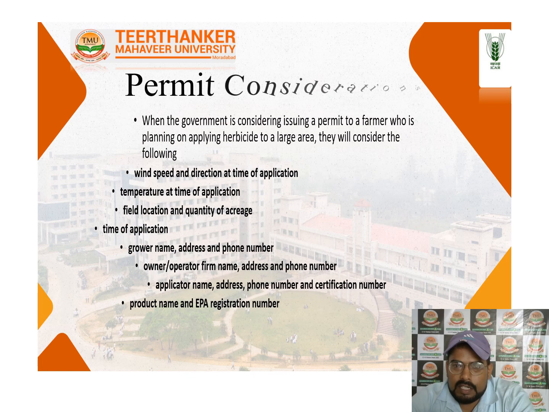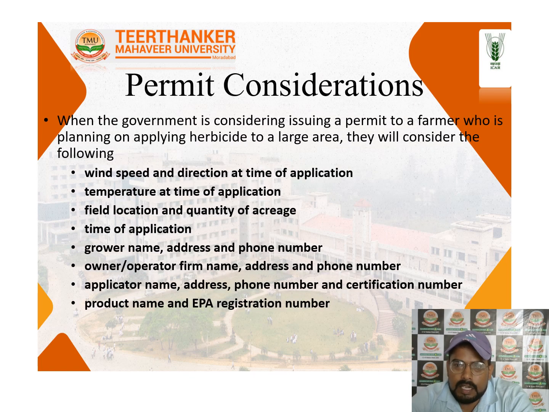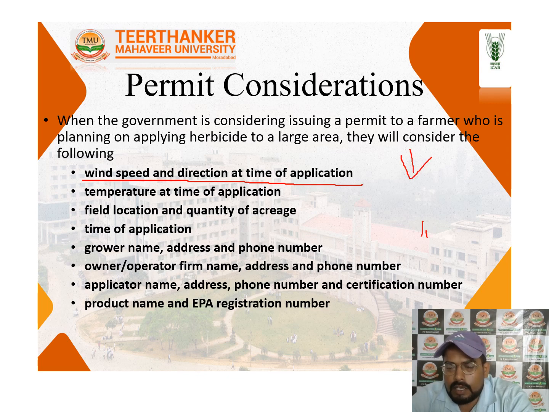And the next one is the permit conditions. Permit means different parameters are used as controls. First is wind speed and direction at the time of application, like the movement of the wind, north and east. The application is done in the north and east mode so that the spray does not spread to various spaces. Then the field temperature at the time of application: is it high or low?